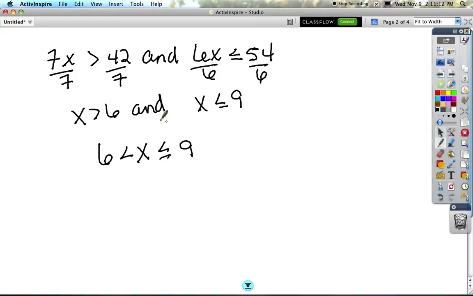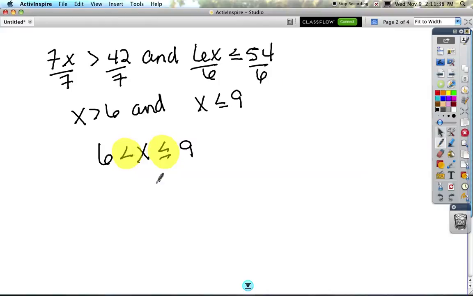When you write these as one inequality, both of these should be less thans. Less than and. Okay? So you may actually have to flip it when you're rewriting it if your x was on the left and now it's on the right.